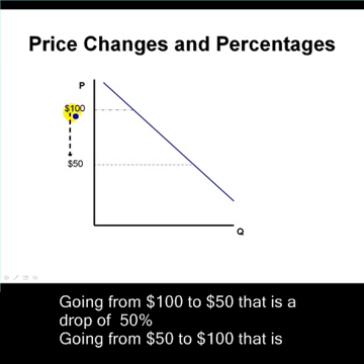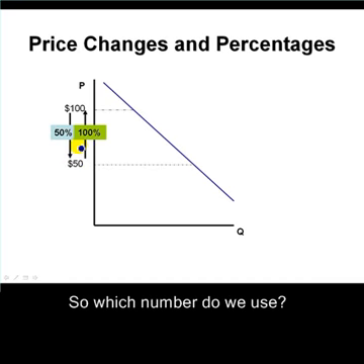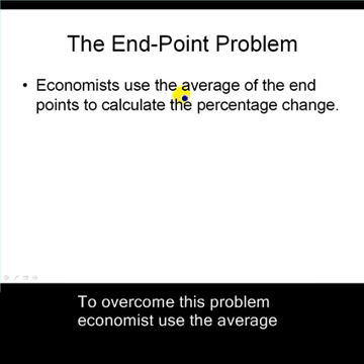Here, going from $100 to $50, that is a 50% change in price. If we go from $50 up to $100, that's a 100% change in price. So price going up is changing by 100%. Coming from $100 to $50, that's dropping by 50%. So that creates a problem. Which number do we use? To overcome this problem, economists use the average of the endpoints to calculate the percentage change.